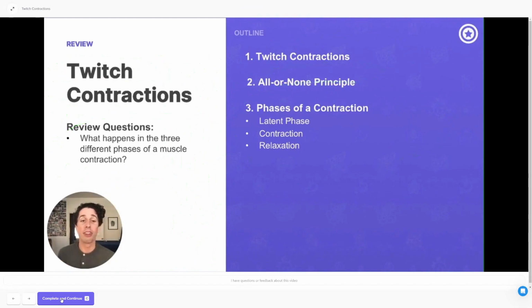So what happens in the three different phases of a muscle contraction? I want you to think about the specifics of the physiology behind each of these phases. So what happens in the latent phase itself, what happens in the contraction phase, and then what happens in the relaxation phase. If you can understand the concepts behind all of these and what happens on a very molecular level, you'll be in a good spot.